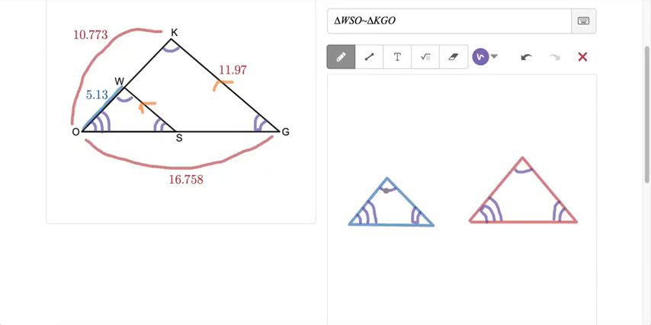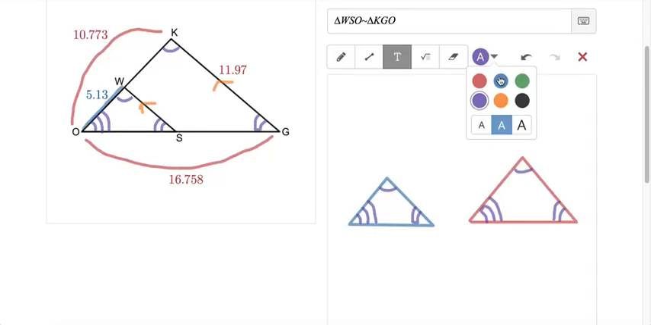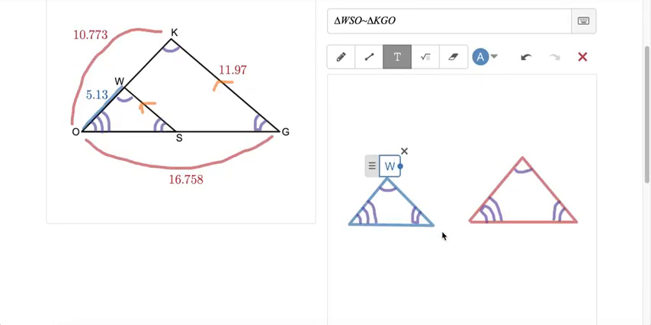Small triangle, single arc, that's W. So I'm going to put a W right here. The double arc in the small is called S. And the triple arc in the small is called O. For the big triangle, the single arc is called K. The double arc is called G. And the triple is called O.